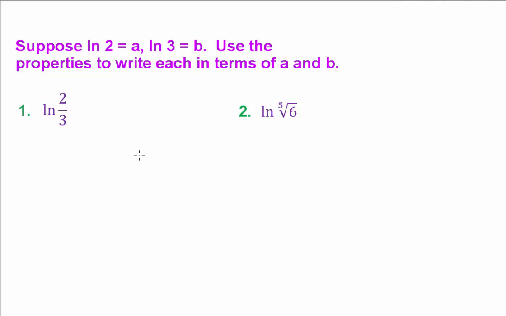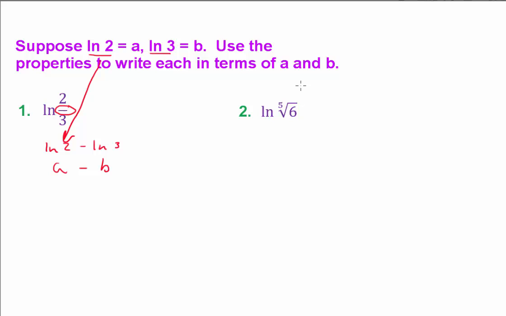All right, so our strategy is to break up what we currently see so that we have just ln of 2 or just ln of 3. Well, right now we have ln of 2/3, and that's no good. So the first thing we're going to use is one of the properties that said that any logarithm with division can be broken up into subtraction. So it'll be the natural log of the numerator minus the natural log of the denominator. Now we can substitute, because we know that the natural log of 2 is a, and the natural log of 3 is b, so that's my answer.